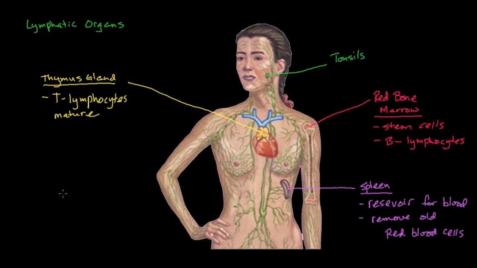The last lymphatic organ that I'm going to discuss are these tiny circular structures that are found along the lengths of lymphatic vessels. These tiny circular structures are what we call lymph nodes. And as I mentioned to you before, lymph nodes help cleanse lymph. So we're going to take a closer look at a lymph node.